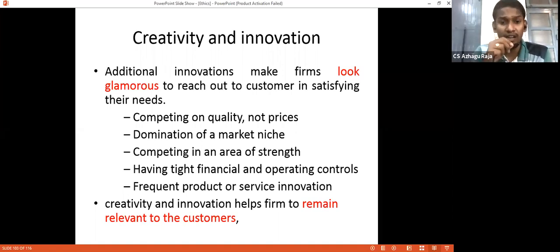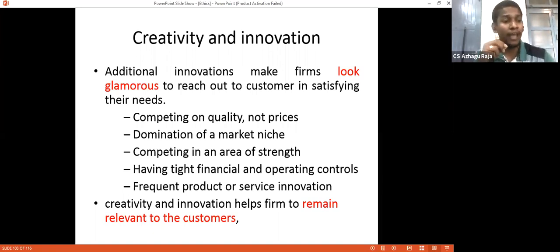And having tight financial and operating control is very important for creativity and innovation, because when you adopt technology, you cannot spend too much money on it unless it is beneficial and it is going to reduce the cost. So you have to have tight control over the financial as well as operating control.